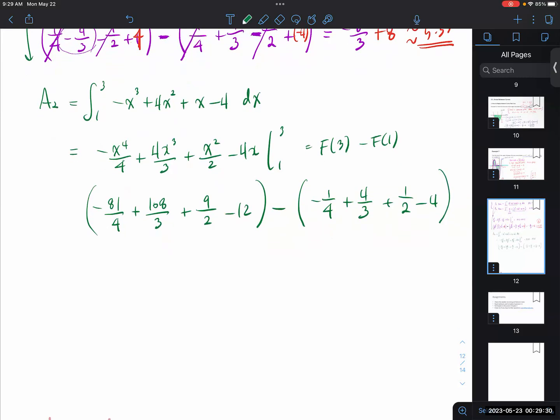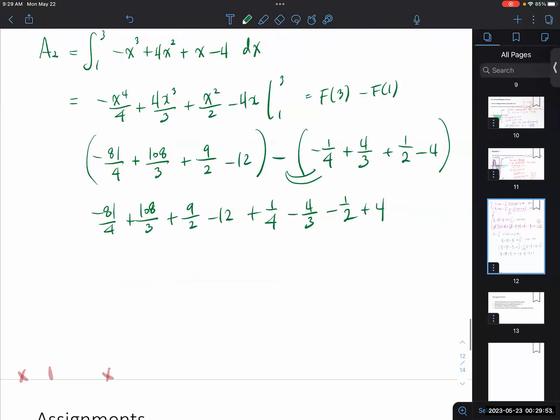Okay, so you're going to calculate all the decimals. So negative 81 over 4, 108, 9 over 2. Do all the distributing one more time: 1 over 4, 4 over 3, minus 1 over 2, plus 4. So you're going to combine like terms as much as you can. And then please calculate it using your calculator or decimals, try that. It should be around 52.16. So this is the A2 area.